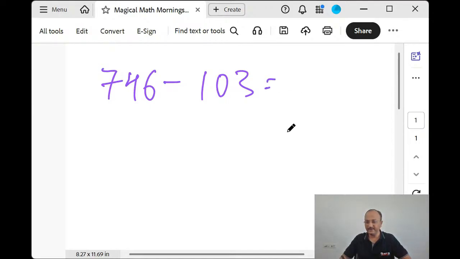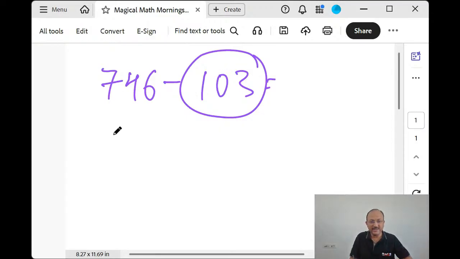Easier one I had given. To bring it to the nearest 100, we have to reduce. The subtrahend is more. The answer will be the same when you subtract 3 from here and subtract 3 from here. From both, when you subtract 3, the answer will not change.